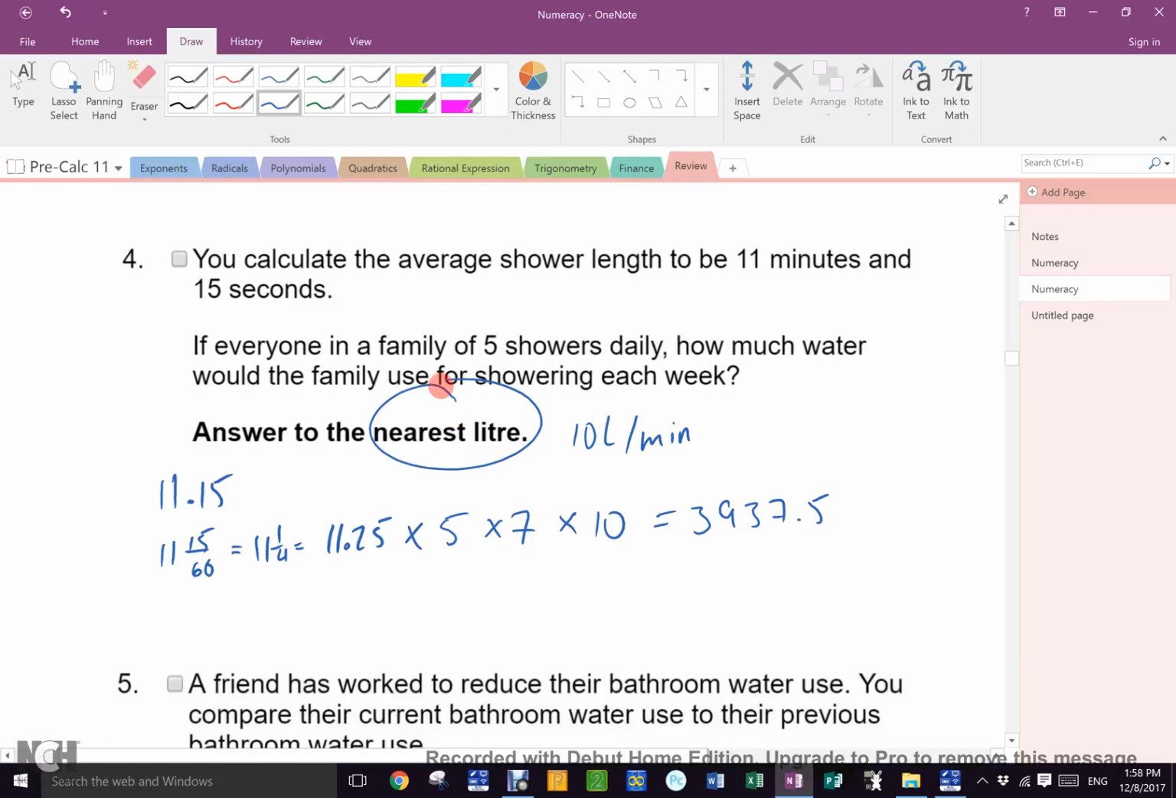The nearest liter is 3,938. If you put 3,938, you get a 4. If you put 3,937, I'd give you a 3. Why? Because you don't know how to round.